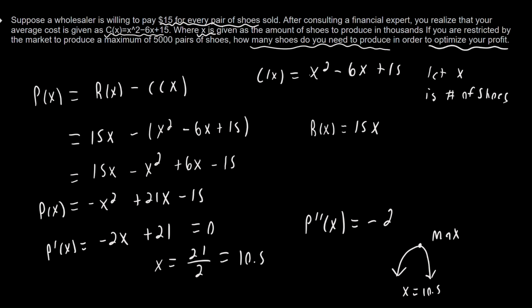So remember, since it says that x is in thousands, we need to multiply this by 1,000 to get the true number of shoes produced. So our final answer is 10,500 shoes in order to maximize the profit.